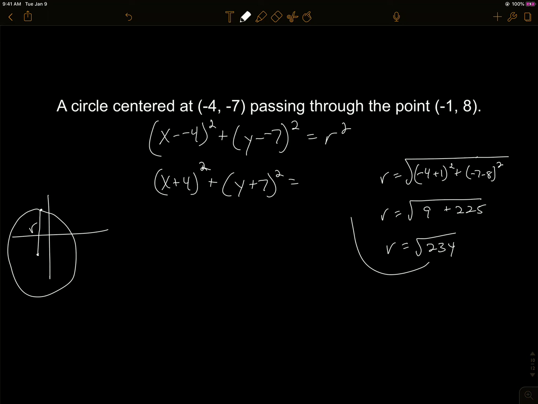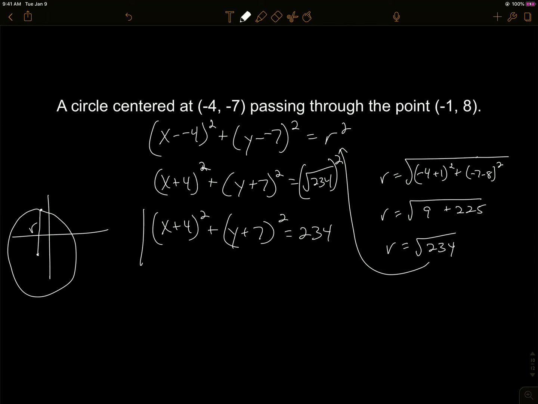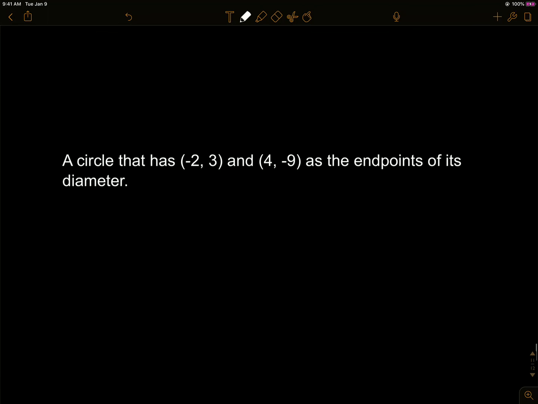So now if I plug my radius back into the formula, I've got the square root of 234 squared. So now my final version, I go a little faster because I don't want my video to be too long, and you can always rewind or pause. All right, so now let's try this one.